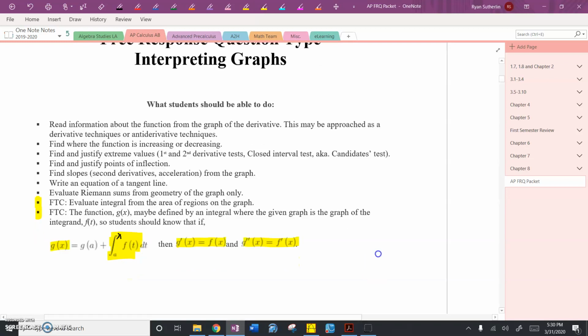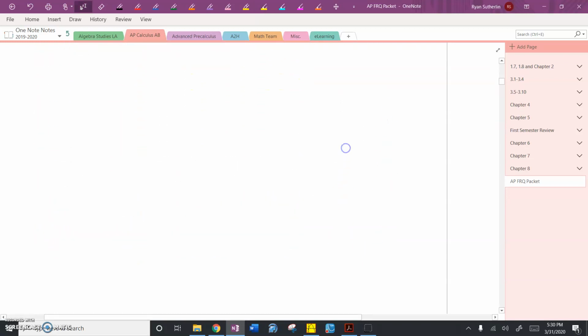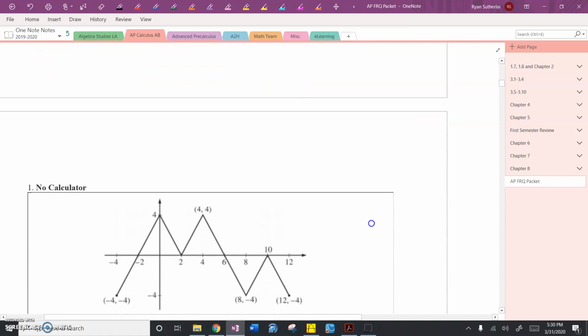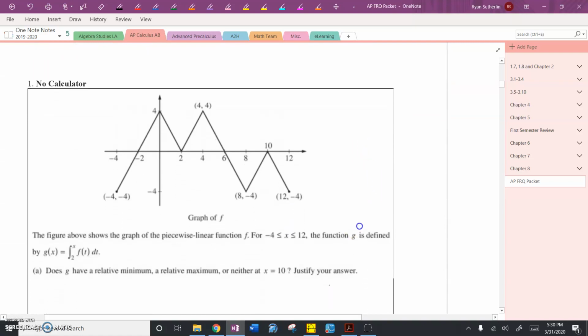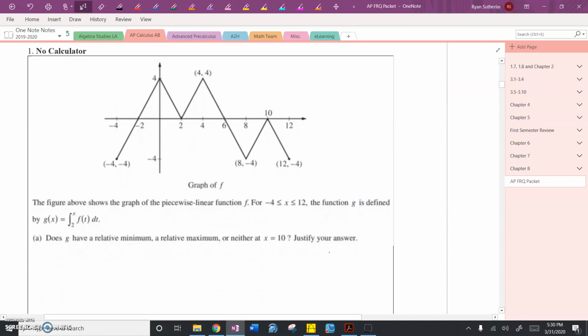So if we take a look at the first problem, we'll do problem 1 together, and then problems 2 and 3 will be assigned to you. You have your graph. It says the figure above shows the graph of the piecewise linear function f. For x from negative 4 to 12, the function g is defined by g of x is equal to the integral from 2 to x of f of t dt. So we have our integral function. Notice that our integral starts at 2.